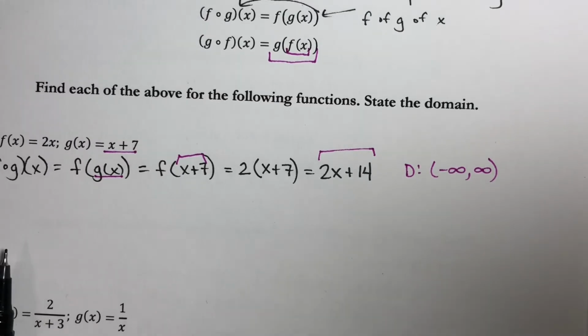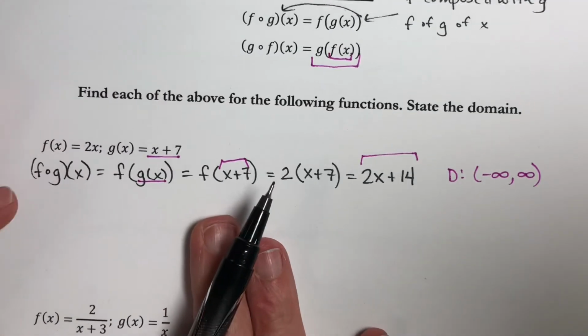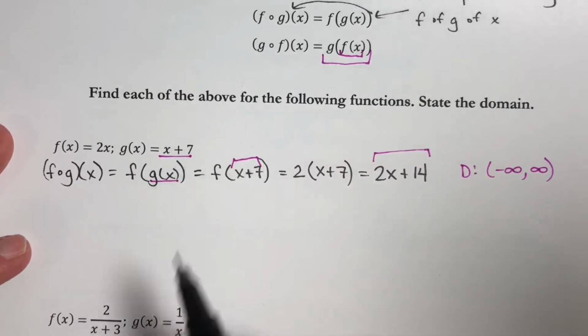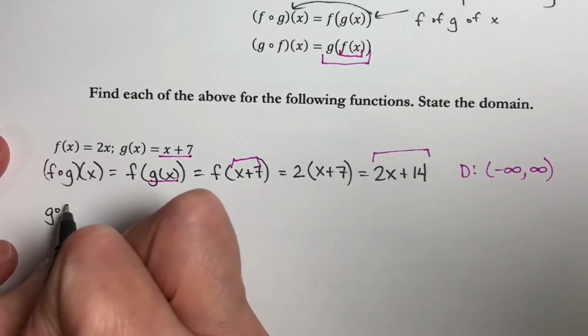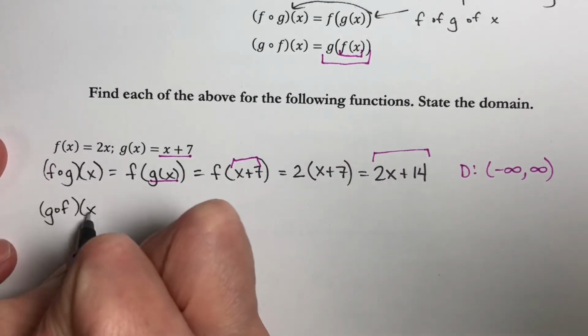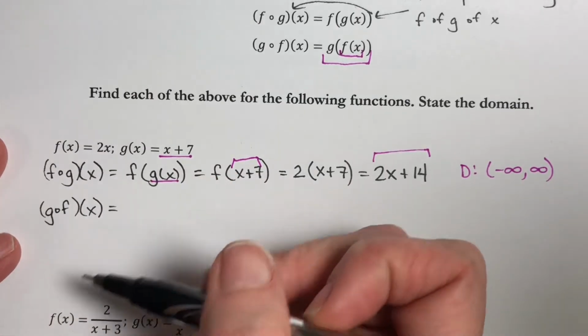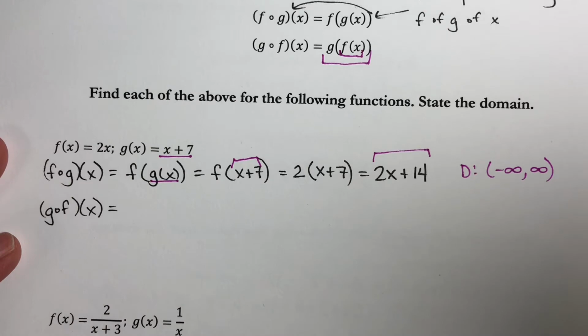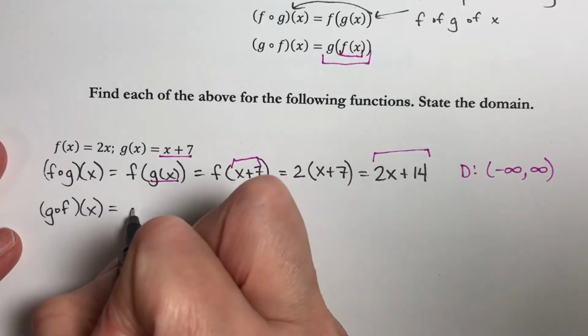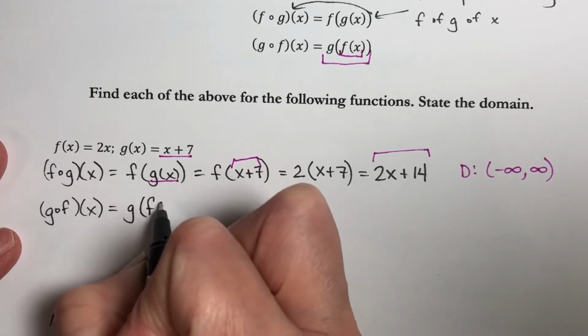Okay. Now let's try this one, g composed with f. So this is g of f of x. Sometimes these are the same, but most of the time they are different. When they are the same, we have some special cases, and we'll be talking about those later. So this is g of f of x.